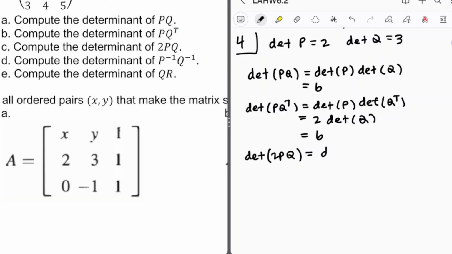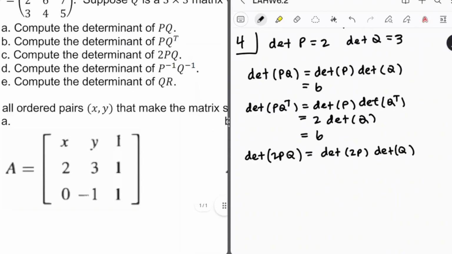So that's the determinant of 2P multiplied by the determinant of Q. Okay, and that's not just going to be 2 times 6, because in order to multiply P by 2, we would have to multiply all 3 rows of P by 2, and so we would be multiplying the determinant by 2 3 times, so that would be multiplying by 8.